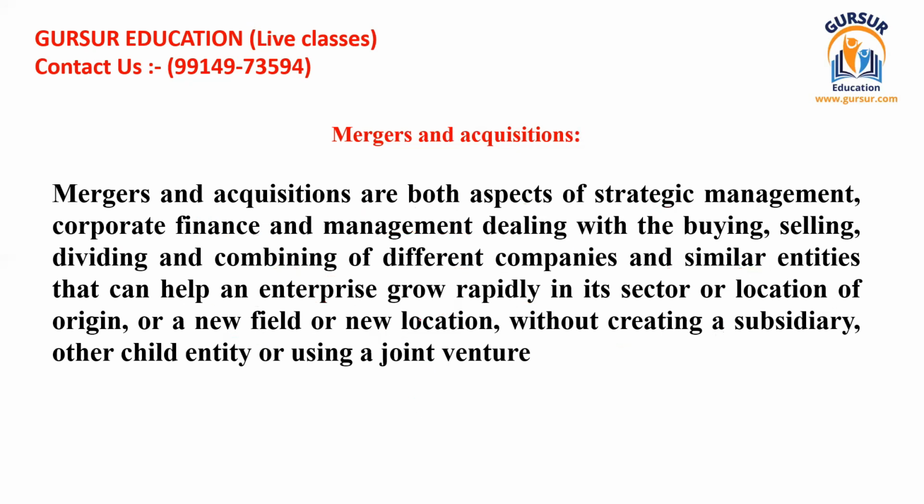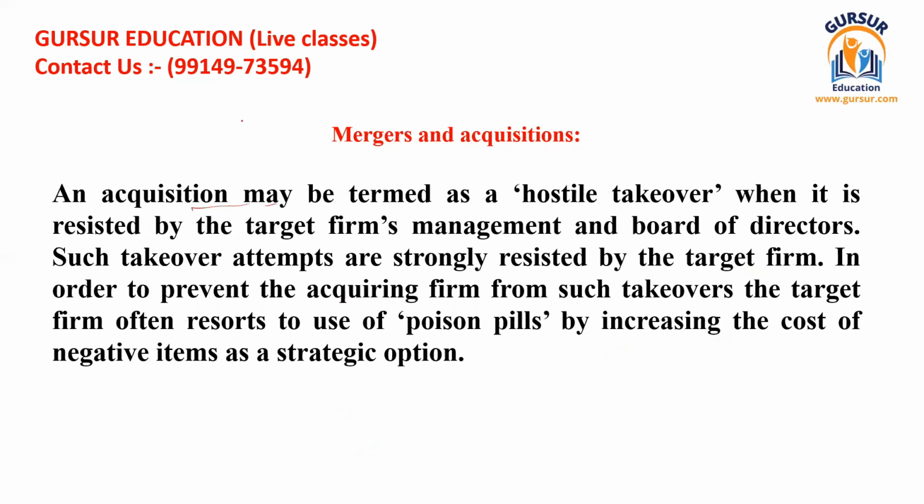Okay, so that happens. Sometimes an acquisition is a hostile acquisition, a hostile takeover as well, because some big companies do not let the revenue generation go on for some smaller companies. This is known as hostile takeover. An acquisition may be termed a hostile takeover when it is resisted by the target firm's management and board of directors. Such takeover attempts are strongly resisted by target firms. In order to prevent the acquiring firm from such takeovers, the target firm sometimes resorts to the use of poison pills. How are these used?